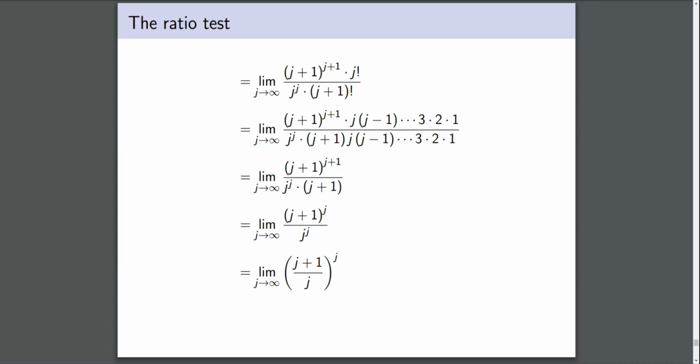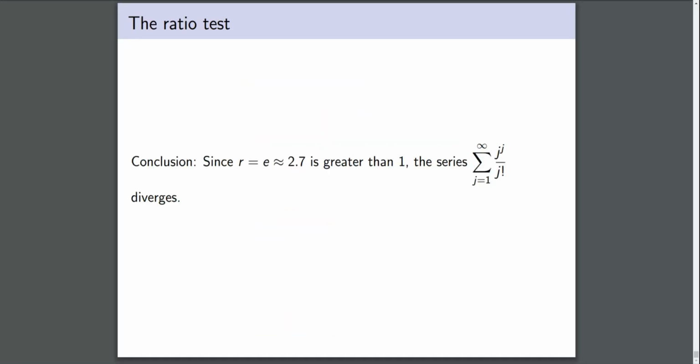Okay, I rewrote it so that everything was raised to the power j, simplified what was inside, and that limit is equal to e. We talked about this last week in class. If you wanted to go through the steps, you would need to use a log to find that answer. What do we learn from the ratio test? Well, in this example, the ratio, it's e, which is about 2.7. That's greater than 1, and so the series that we're looking at diverges.